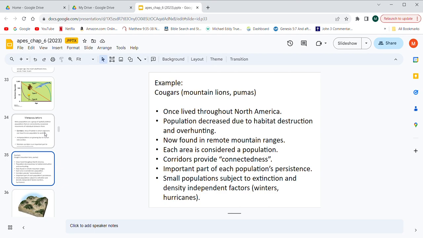So these corridors of connectedness are incredibly important. What they do more than anything is provide opportunities for travel to find mates, because without them, the genetic diversity of these organisms goes down dramatically, because they don't have access to individuals to procreate with. And that is a necessary part of their survival and the survival of their species.